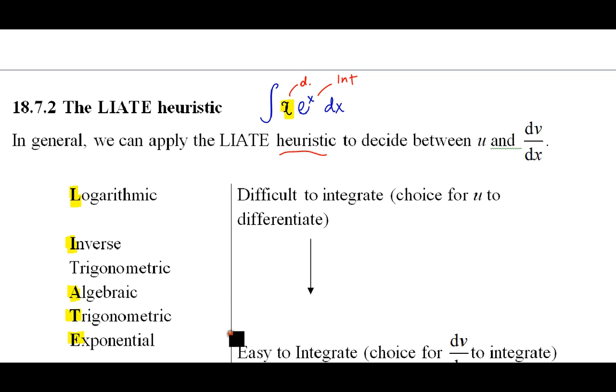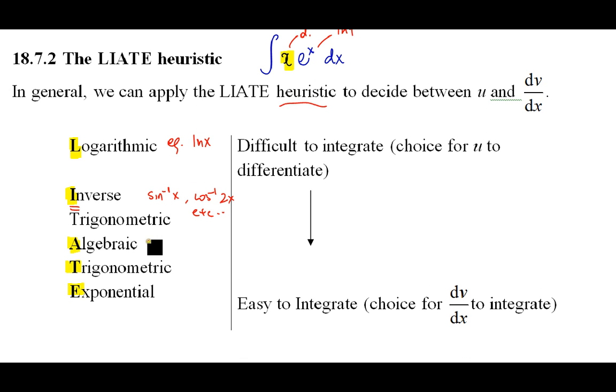So let's see what it means. Log, of course, example, ln x. Alright. Inverse trigo. Let's take a look. This is I, inverse trigo, which means that is your arc sine, arc cos, etc. Algebraic, no prizes for guessing. x squared, x cubed. Trigo is your sine x, secant x. Exponential is e to the power x, 2 to the power x, are all exponential. Okay, so again, I will say again, the higher it is, you will choose to differentiate.